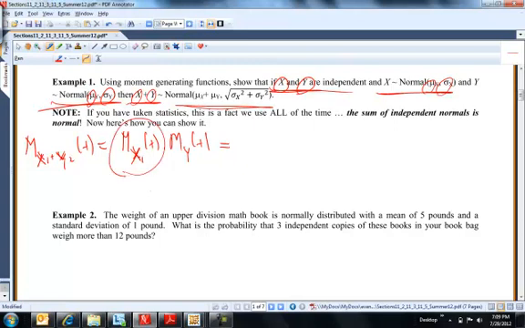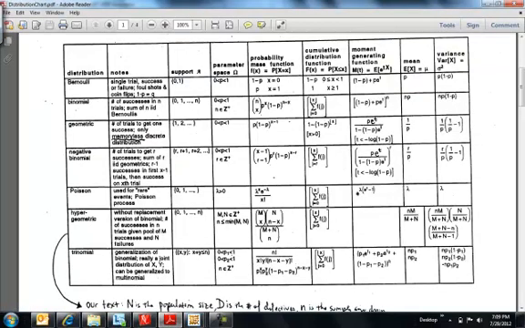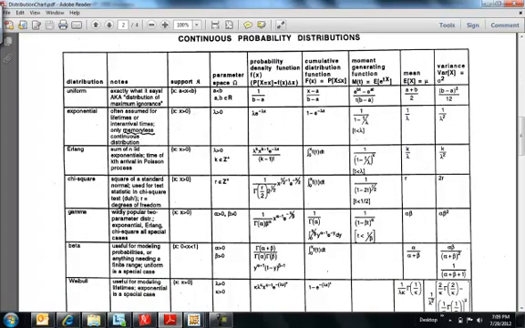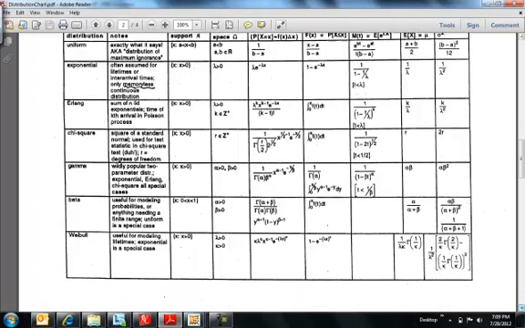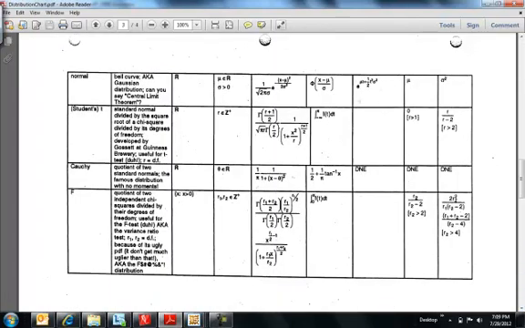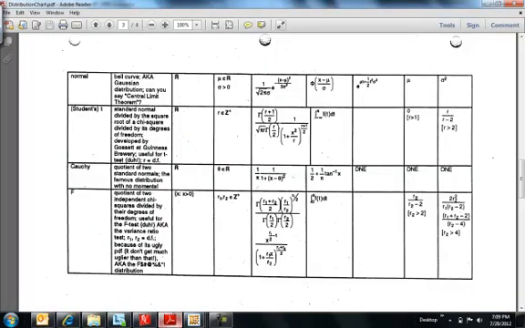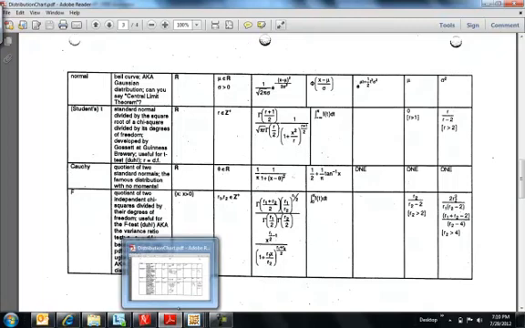Well, what's the moment generating function of a normal with a mean of this and a standard deviation of this? I have my chart here. Let's go down to a normal. Okay, there's a normal, and there's its moment generating function. So let's go back a minute. This is e to the mu x t plus half t squared sigma squared.